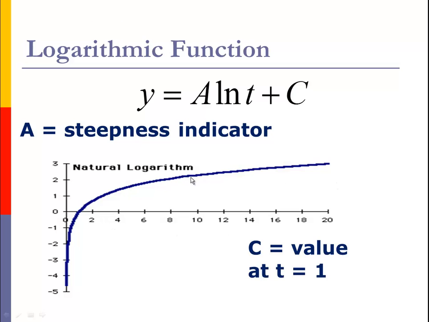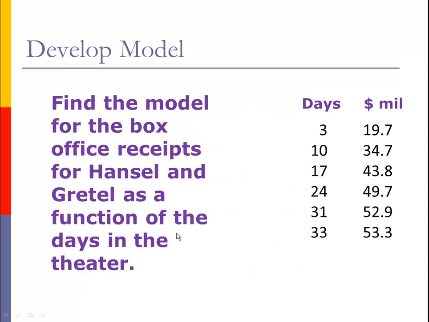Also, the c value here is the value at time 1. Because on the normal, just plain old logarithm, you have a value of 0 when it crosses there. So when you add this c value, you're basically shifting up the natural log graph. You're just shifting that up. And so that's kind of an indicator for us at time 1. Because you plug 1 into a natural log, and you get 0 as the result there. All right, so that's basically our formula we have for logarithmic.